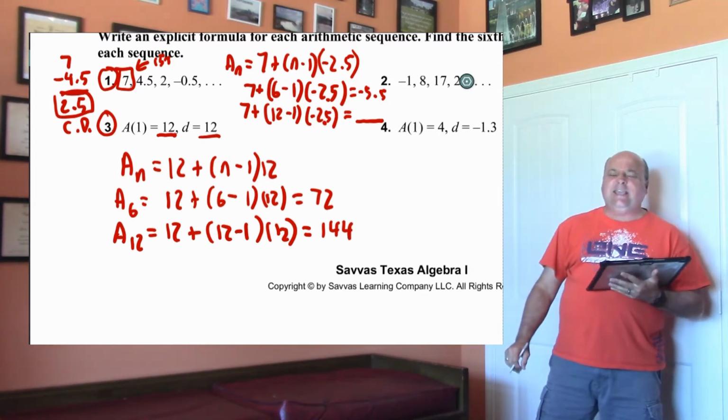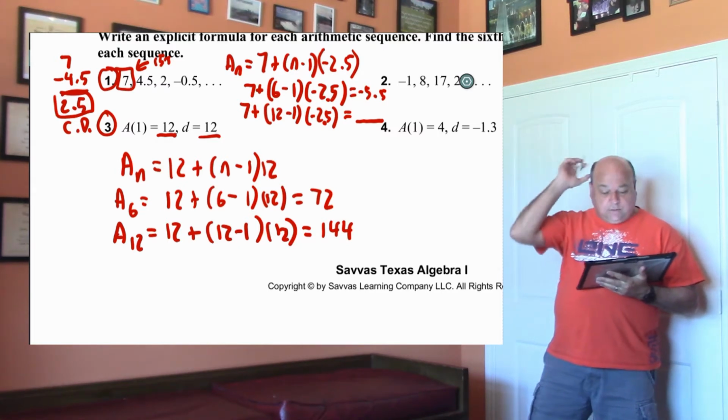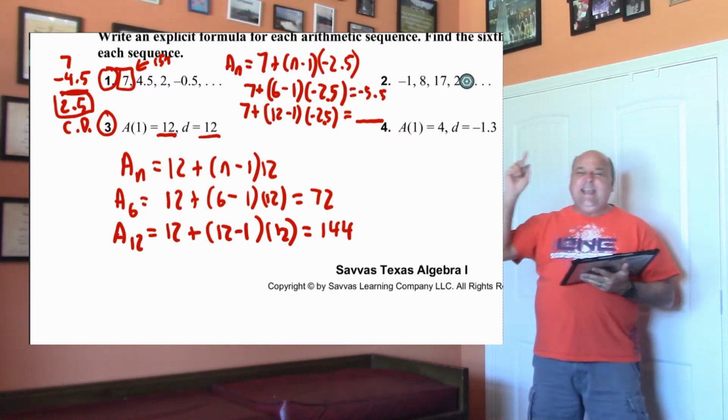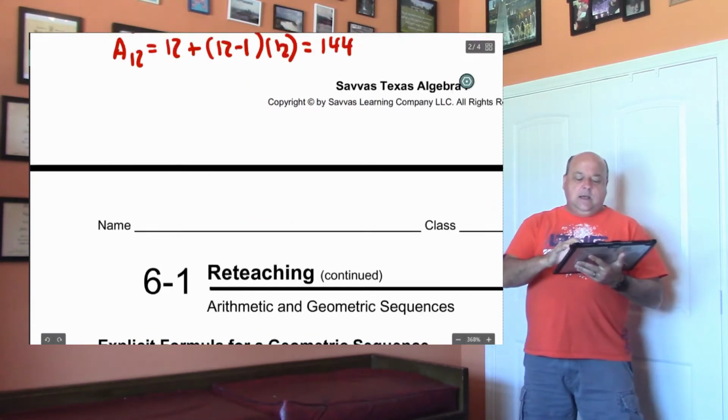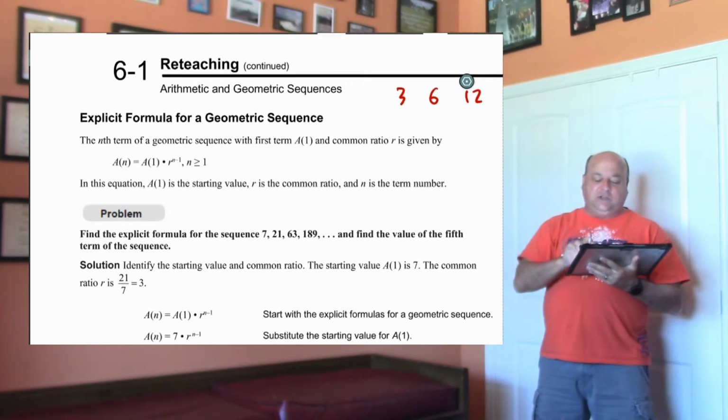Piece of cake, isn't it? Okay? You're just basically writing the multiples of 12 down, aren't you? Because the common difference is 12. Easy, easy, easy. Let's turn the page, and now we're going to talk about geometric sequences.